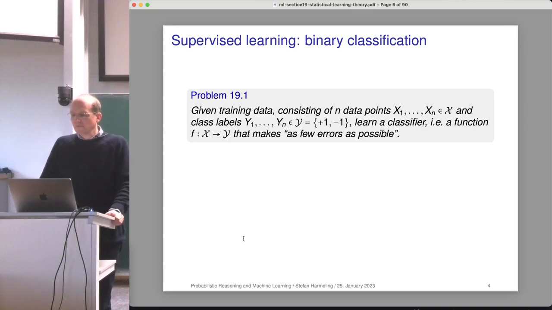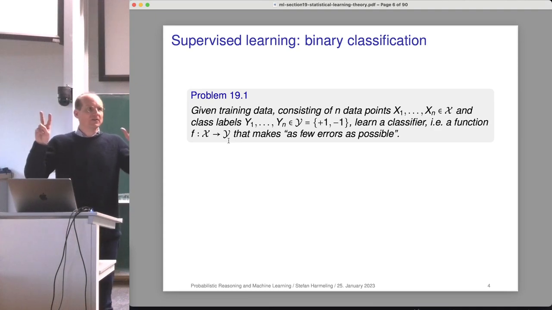We don't go to multi-class classification or to something else. So that's the basic learning problem we look at. We are given some data points x1 to xn with some class labels, and our task is to learn a classifier, which means to learn a function that maps from the whole space of x to y, the set of minus ones and plus ones. The goal is to make as few errors as possible, whatever that means. That is not yet a mathematical statement, but we will make this mathematically precise. Actually, we've seen it already in earlier lectures, what it means to make as few errors as possible.